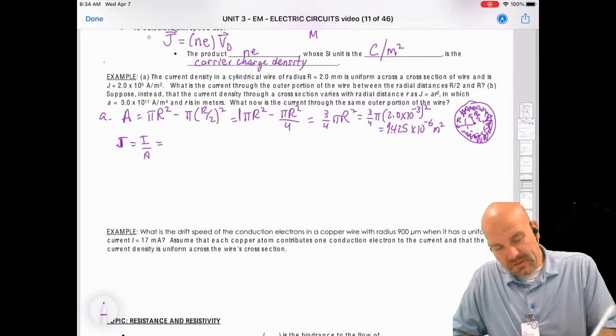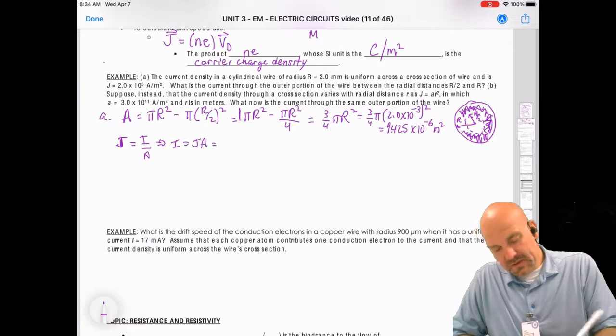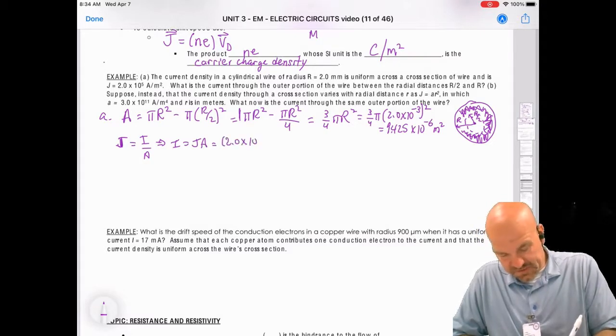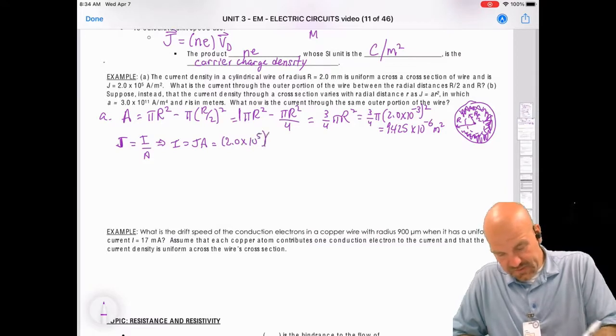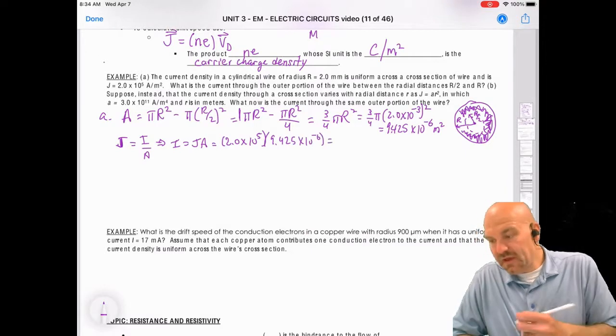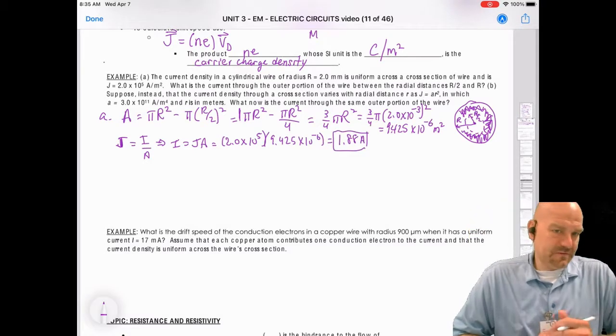Okay. Now we're going to use J equals I over A. We're looking for current, and I equals JA. So we simply do J, which is 2.0 times 10 to the 5th, times the area we're looking for, which is 9.425 times 10 to the negative 6. And we get a current that flows through that portion of the wire of 1.88 amps.